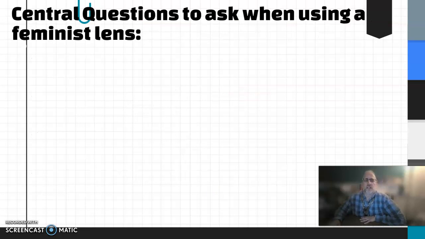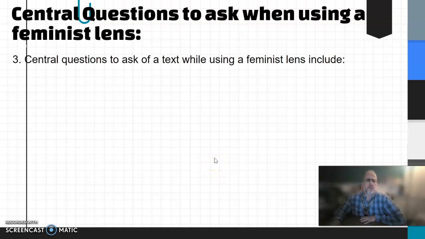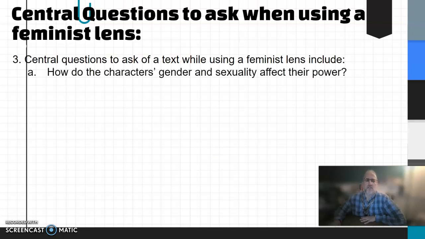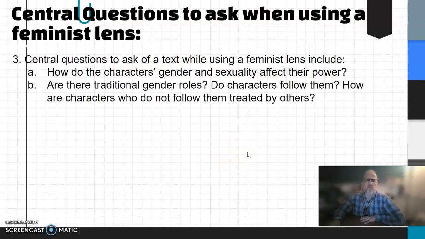So, some central questions to ask when we're using this feminist lens. Number 3. Central questions to ask of a text while using a feminist lens include: how do the characters' gender and sexuality affect their power? Are there traditional gender roles? Do characters follow them? How are characters who do not follow them treated by others?